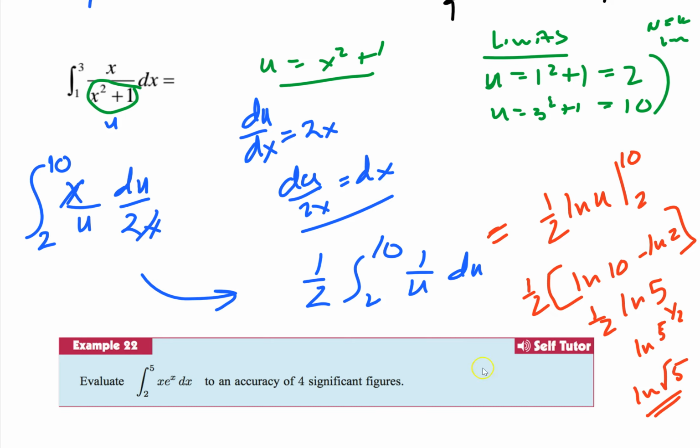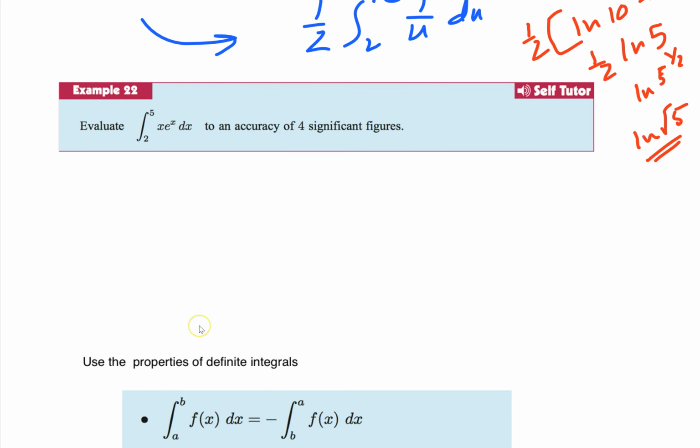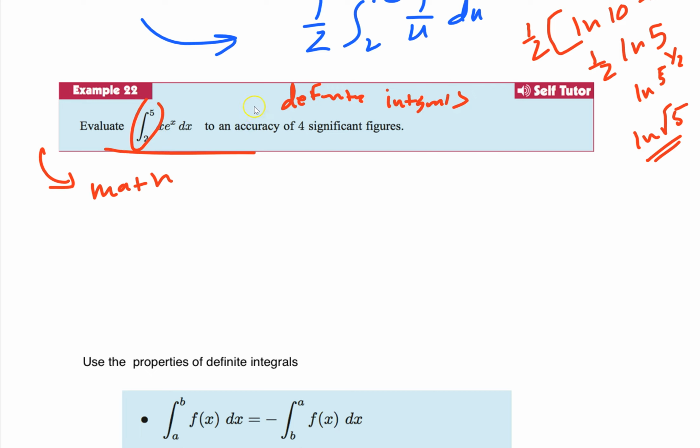Okay, so about your calculator, you just plug it in. So if we go to math, now this only works for definite integrals. So notice you have to have limits. You have to have limits for it to work. If you're trying to do it indefinite, if they don't have any limits, you can't do it. It only works with limits.